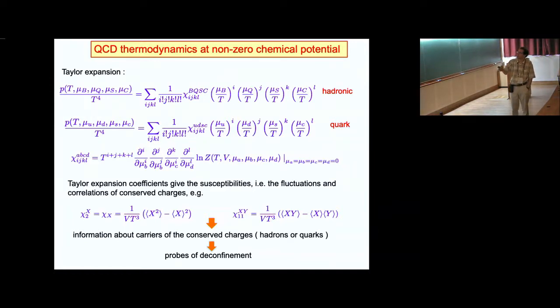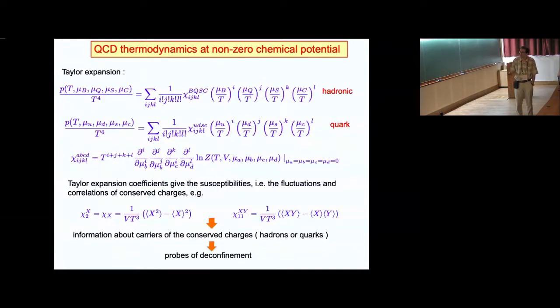Now, the interesting thing about these coefficients is that they not only allow you to calculate the pressure at non-zero chemical potential, but they also give you some additional insight into the physics of the quark-gluon plasma, because namely, they are related to the fluctuation and correlation of conserved charges. So in particular, if you have some conserved charge X, which could be baryon number, electric charge, strangeness, then the second order diagonal expansion coefficient just gives you the fluctuation of this quantum number, or the off-diagonal derivatives give you the correlation between conserved charge X and conserved charge Y.